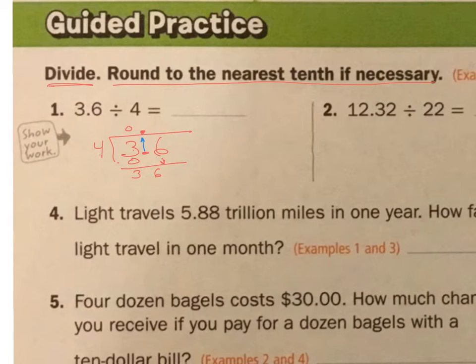How many times does 4 go into 36? 9 times. 9 times 4 is 36. Subtract that out. I get 0. No more numbers to pull down. My answer is 0.9. And that is the tenth, so I don't need to round it. It works just like that. Okay.